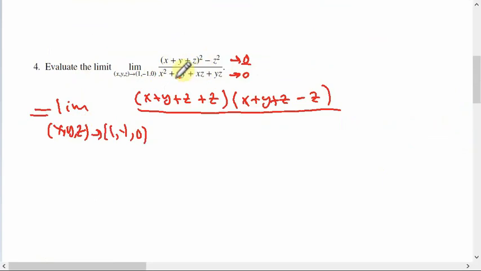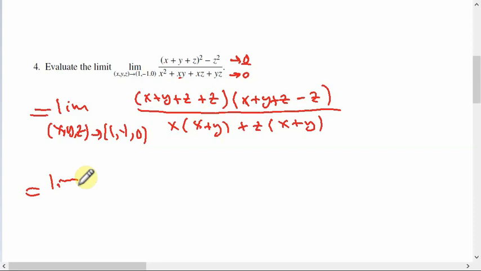Here I'm going to factor by grouping. I'll take an x out of these first two. Leaves me with an x plus y. Take a z out of the second two. Leaves me with an x plus y. And that's the part that's making a 0, right? There's 1 and -1 is what I was plugging in.